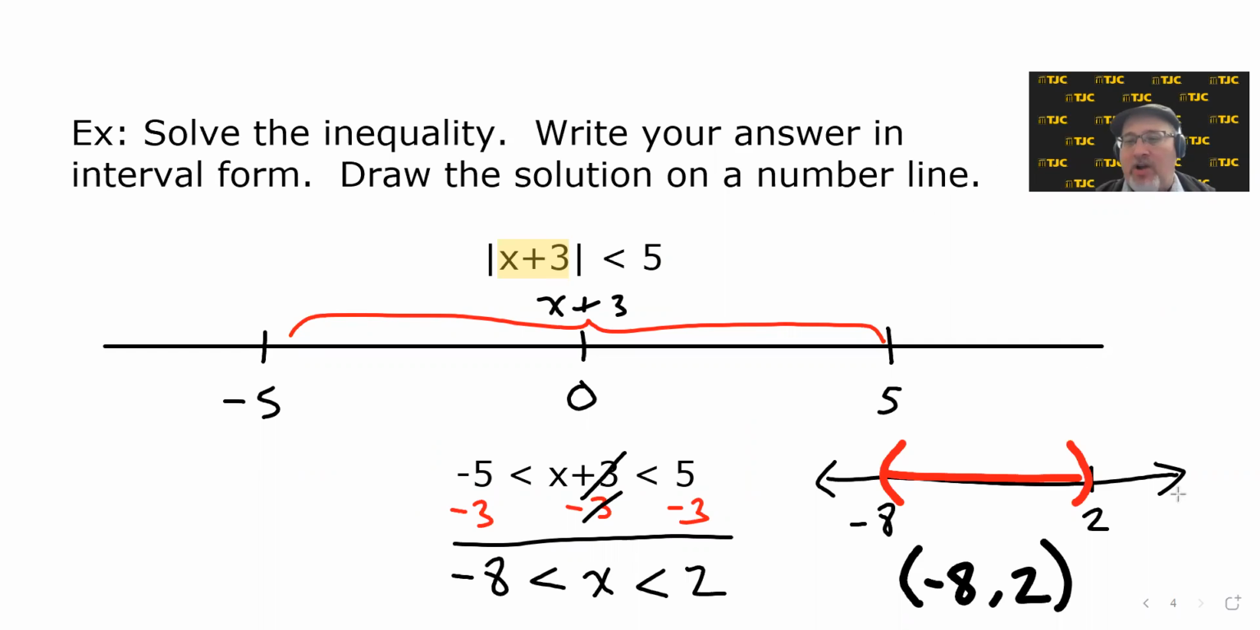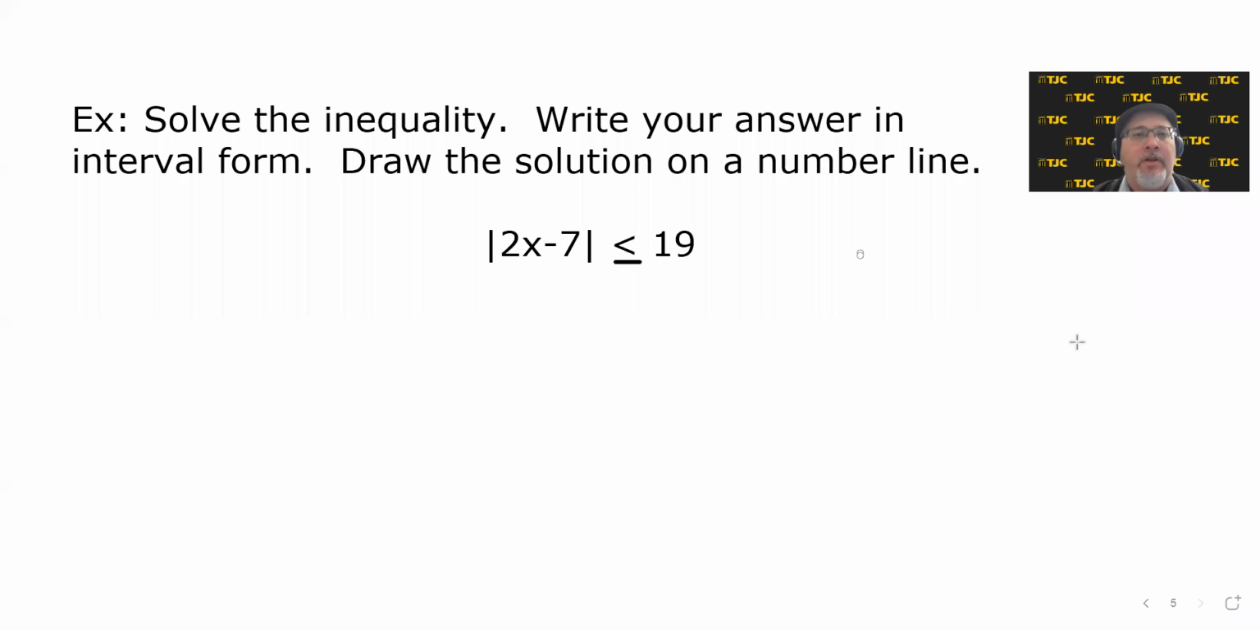I want to give you one to try, so let's see what that problem is. Solve the inequality. Write your answer in interval form. Draw the solution on a number line. The absolute value of 2x minus 7 is less than or equal to 19. Pause the video and give it a try. Be careful, I made a subtle change to it that you probably caught on to. Just think about how that will affect your answer.